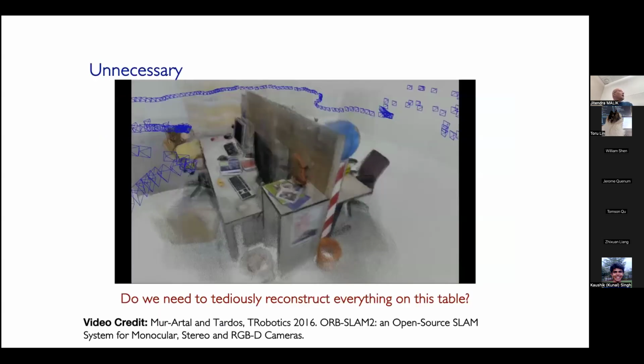Okay. The other remark here is, do we really need to? The classical approach both does too little and does too much. In what way does it do too much? In the classical SLAM solution, you first completely reconstruct the environment. Do I need to reconstruct the environment if all I want to do is to go out of the door? No. So it does too much.